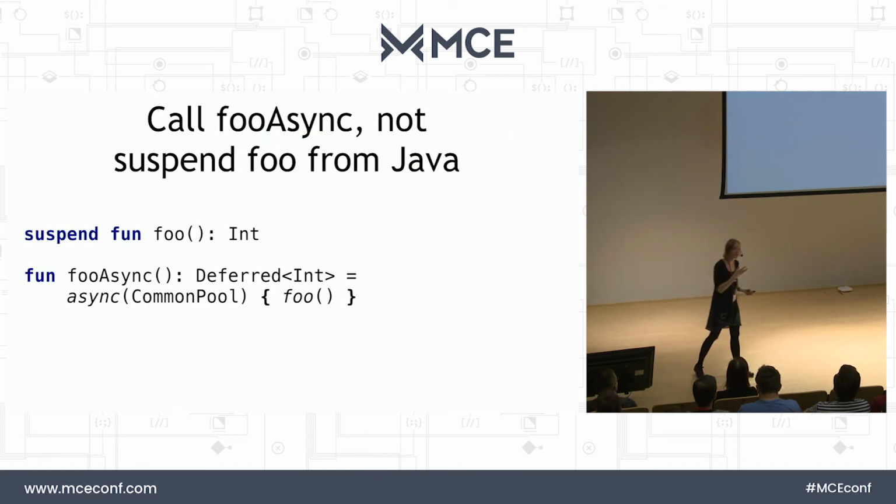What to do if you want to call your foo function from Java? It's very simple. You just define another, async version, that returns a regular future that you use from Java. So you define the one nearby, and this one you can call from Java in your regular style using futures or whatever.